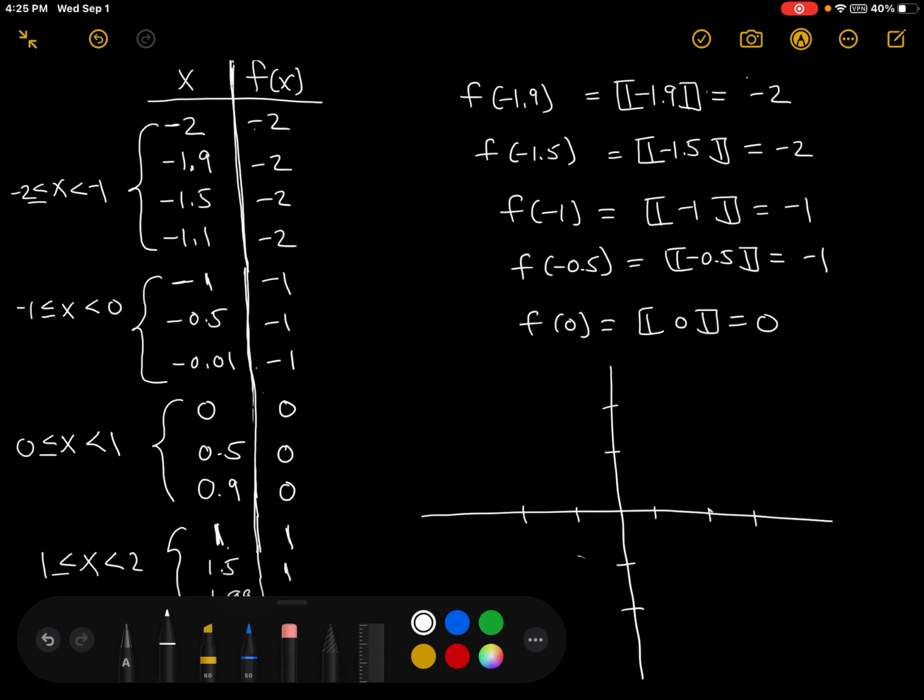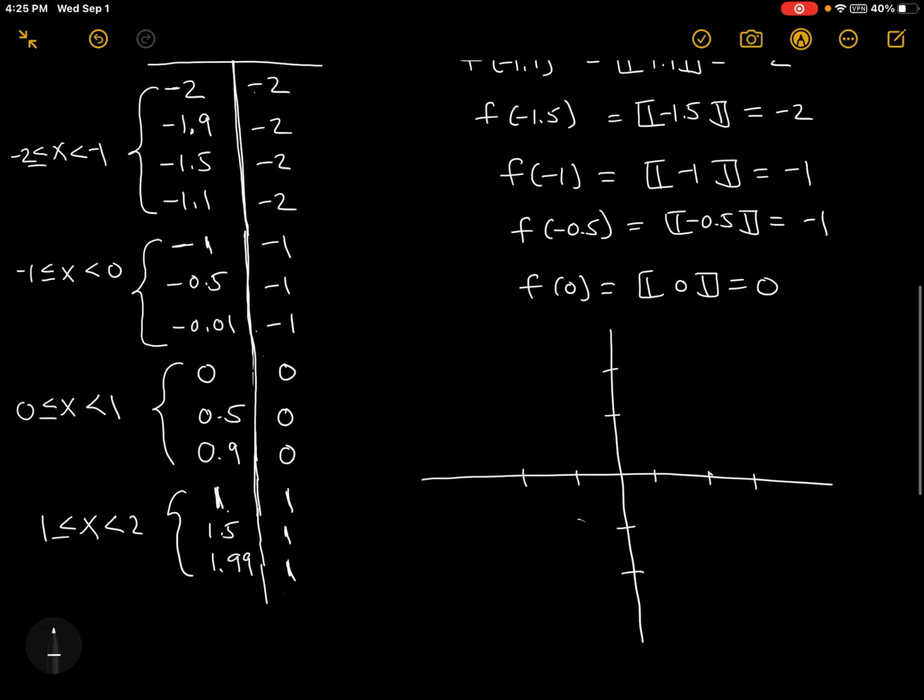Between -2 and -1, the y value is going to be -2, right? So over here, it's going to look something like this, and it's going to be an open circle. Oops, this is -2, this is -1. Just label it here. Okay, so my next set of points is from -1 to 0.